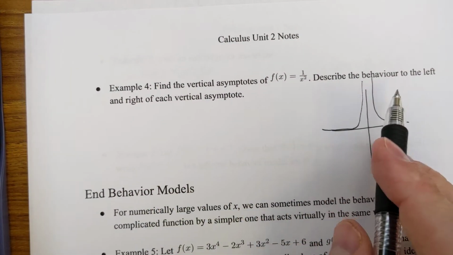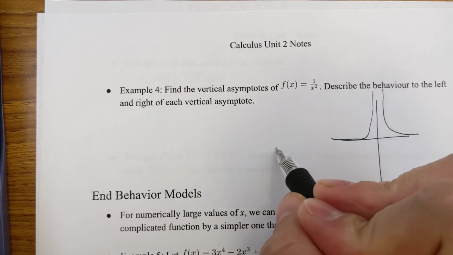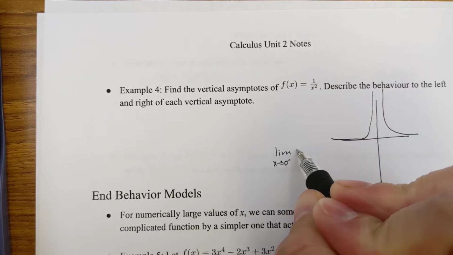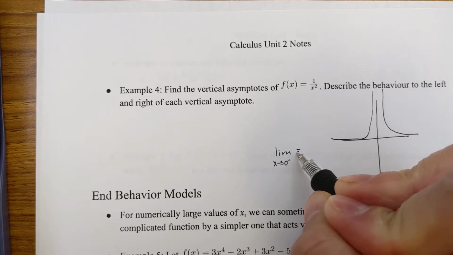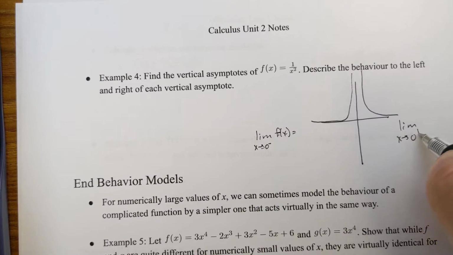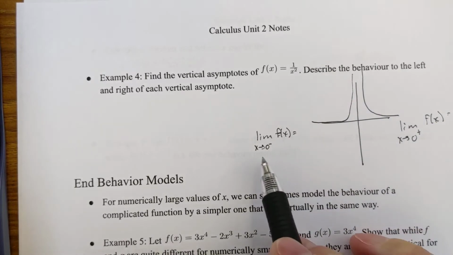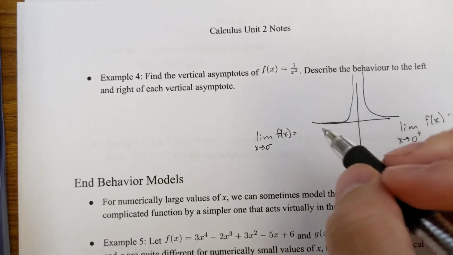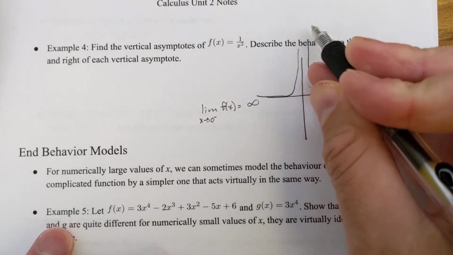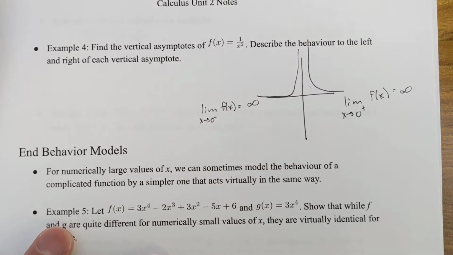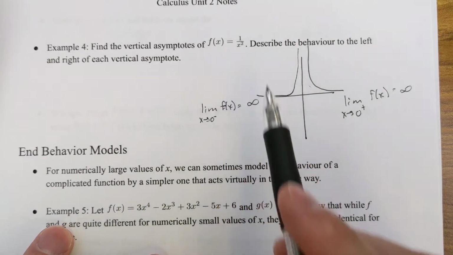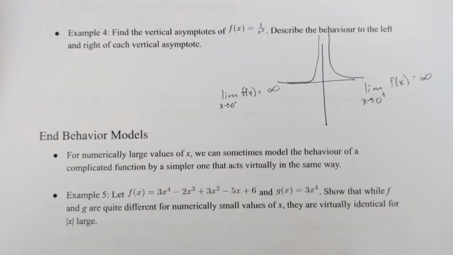When it says to the left and to the right of each asymptote, what that's saying is, the asymptote here is at 0. So the limit as x approaches 0 from the left of f of x, and the limit as x approaches 0 from the right. As I approach 0 from the left, the graph climbs, so this is positive infinity. As I approach 0 from the right, the graph climbs, so also positive infinity. The graph of 1 over x will have one at positive infinity and one at negative infinity, but since this is x squared, the y values will always be positive because you're squaring something.